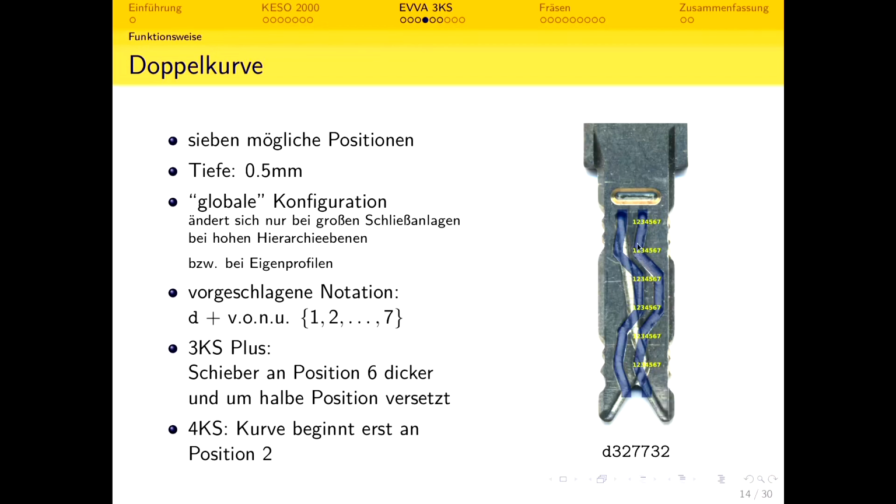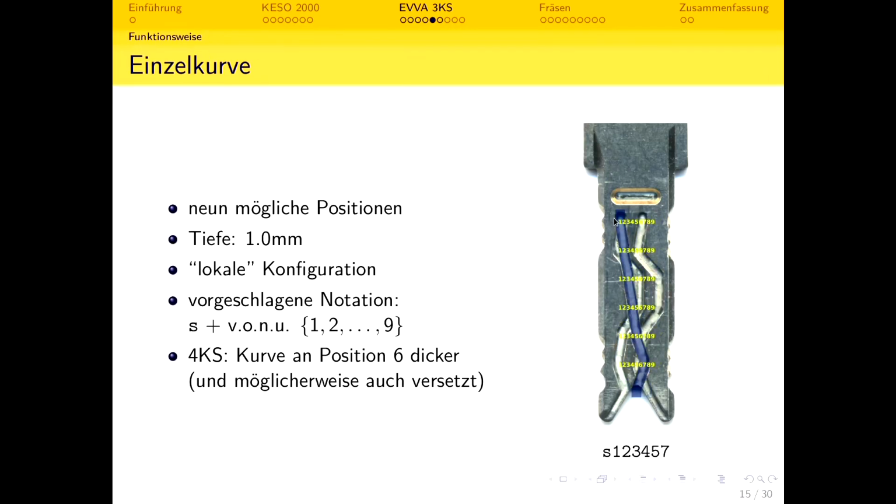In 4KS, the double curve does not continue to the last position, to the top, and starts only at the other. The single curve, there's only 9 possible positions, and this is the local configuration. It's 1 millimeter deep.